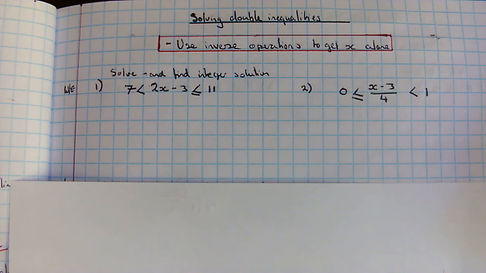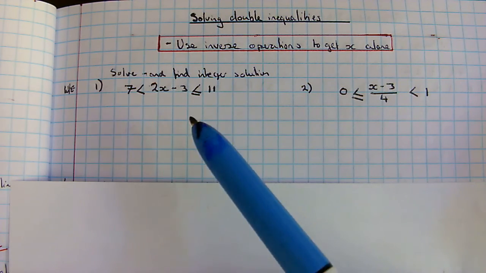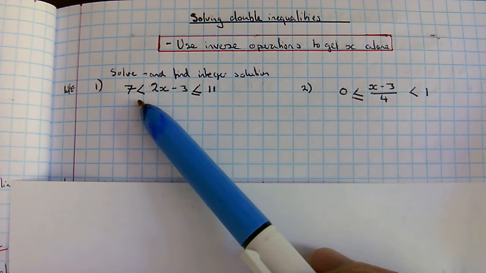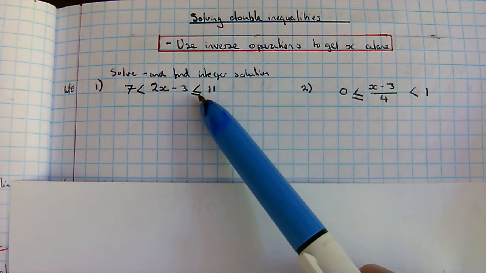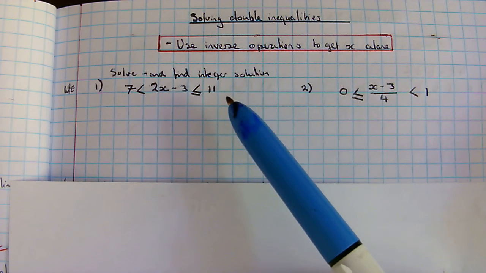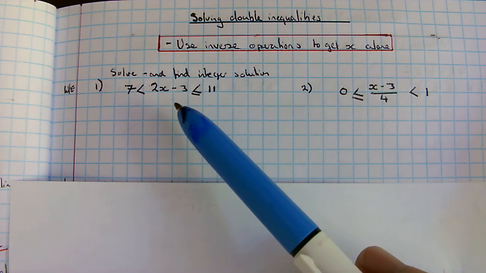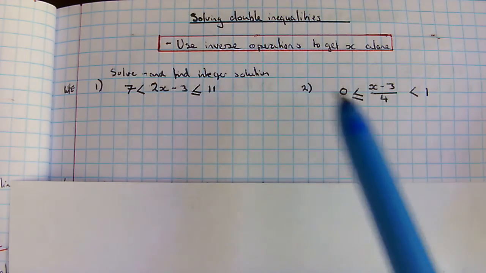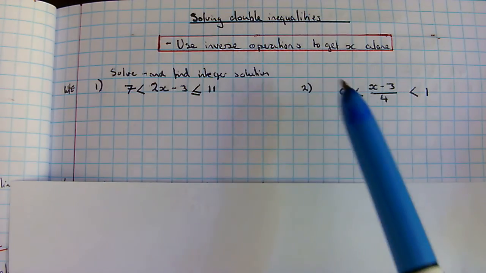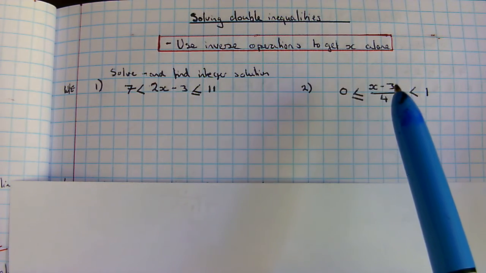So we looked in the last section at solving inequalities, and now we're just going to do our final section on inequalities, which is to look at solving double inequalities. So here, for example, we're told that 2x minus 3 must be bigger than 7, but is smaller than or equal to 11. And what we're trying to do is find the range of values that x can take. And the way we're doing that is we're going to use inverse operations to get x on its own.